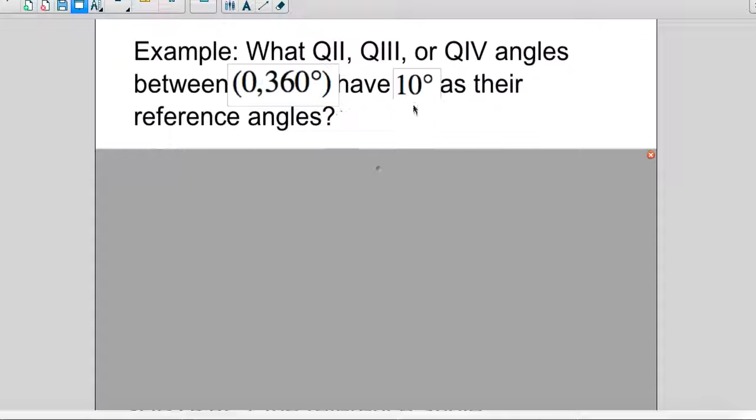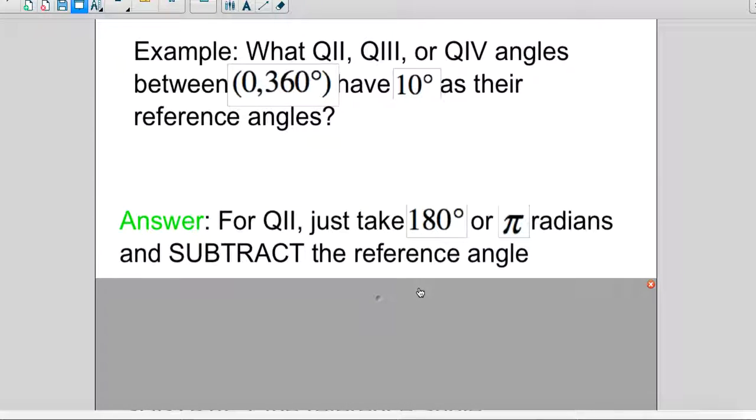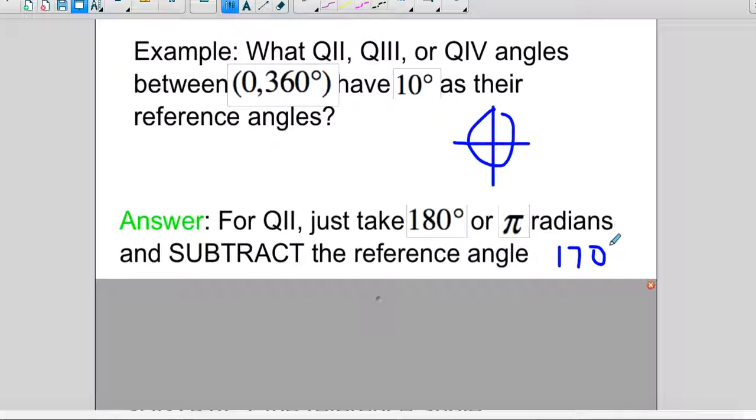So let's take 10 degrees as a reference angle. So 10 degrees is between 0 and 90. If you're thinking quadrant 2, how could I get that? Well, for quadrant 2, start with 180 degrees, which is straight across, right? And then just subtract that 10 degrees off, and then you would create that same triangle that way. So that would be 170 degrees if you did it that way.